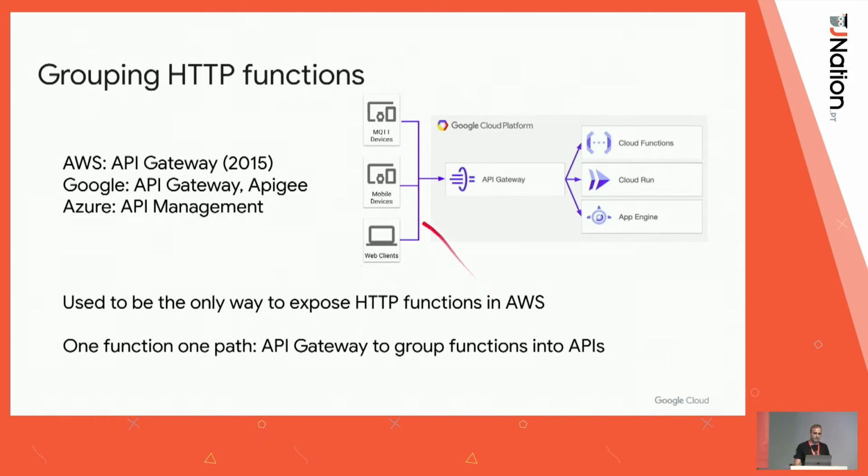So on AWS, API gateway was introduced early on because of the limitation of functions not having public endpoints. But on Google and Azure, you also had API gateway and API management. Basically, these things all helped to group your HTTP-based functions together into an API. By the way, AWS has changed this now, so that when you deploy an AWS Lambda function, you can have a public endpoint, so you don't have to use API gateway anymore. But this was a very recent change, I think this year.